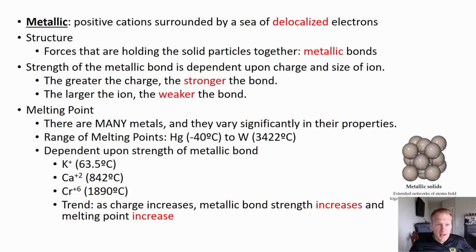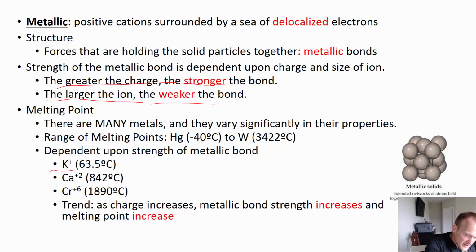This typically makes pretty strong bonds. The greater the charge of the ion, the stronger the bond, and the larger the ion, the weaker. Remember, for ions, we want small ions, which means they're strong. Metals can have a wide variety of melting points because we know that one metal, mercury, is already liquid. And we know that the first column metals, like potassium, have really low melting points. It's because they're large ions with a small charge. So as charge increases, the metallic bond strength increases.